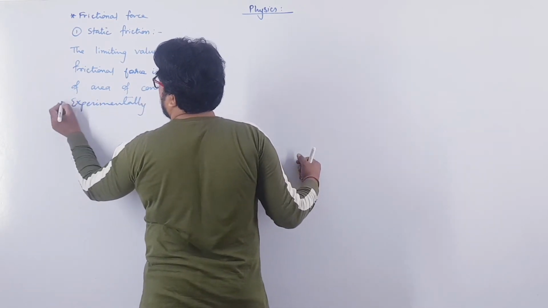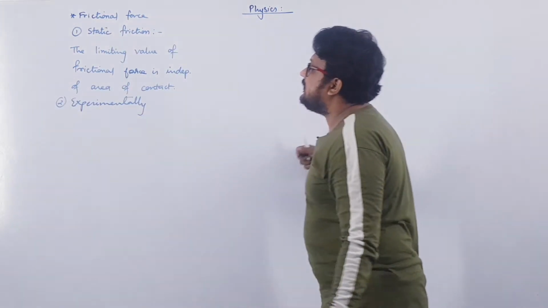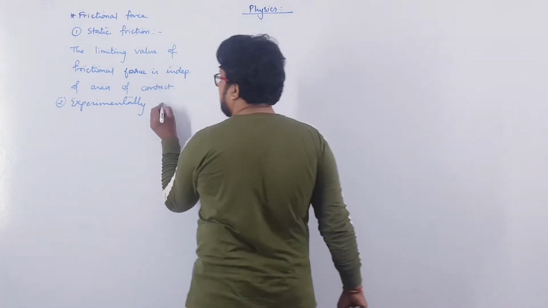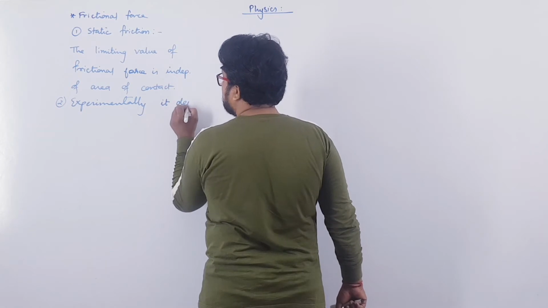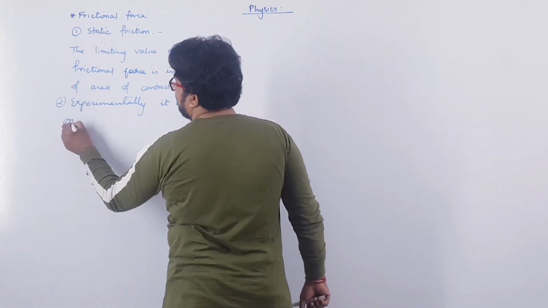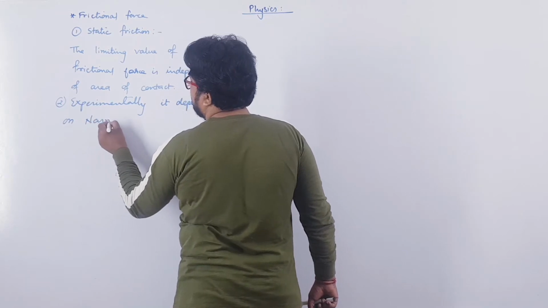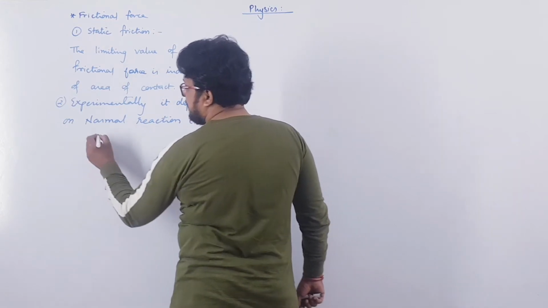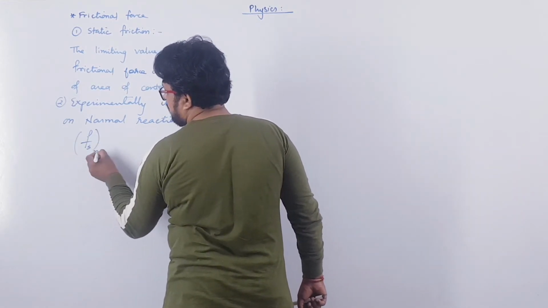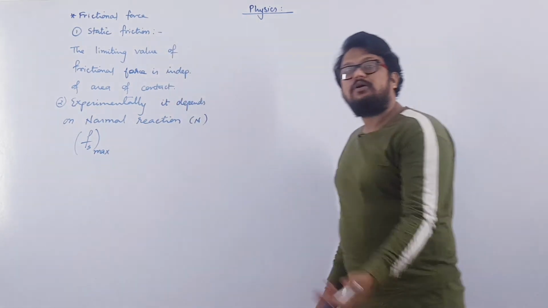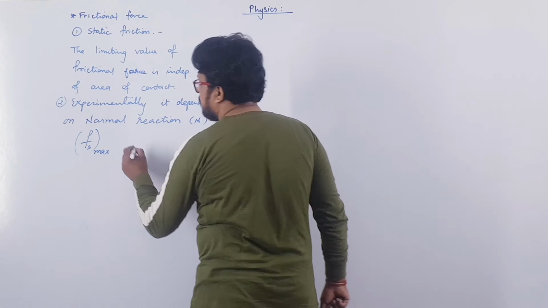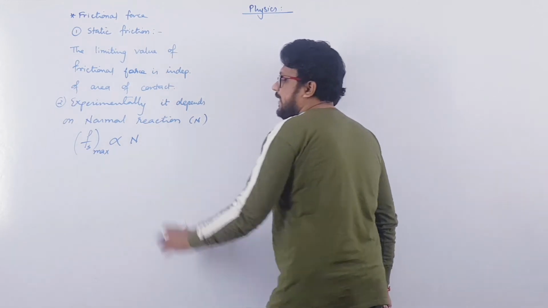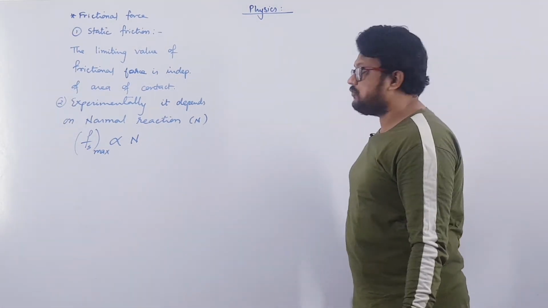Experimentally we have found that the limiting value of the frictional force is independent of the area of contact. Experimentally it depends on the normal reaction. So the maximum limiting value is the maximum value of friction force, beyond which it cannot increase, right? The maximum value of frictional force is directly proportional to the normal reaction, nearly equal to it. It is not exactly true, but it is really very close to this, right?